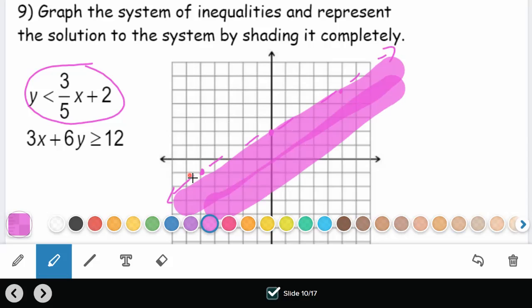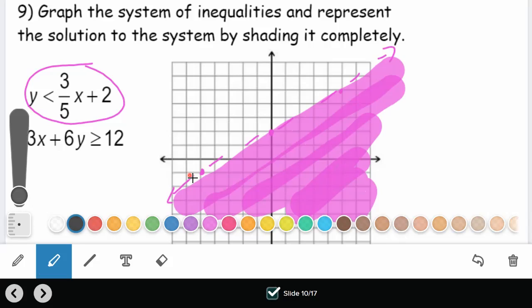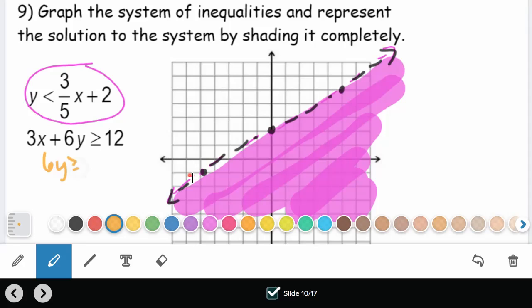And here I'm going to do my line in black so we can see it better. Make it a little thicker. So this one, again, that was that point here, point here. Okay, it was a dashed line. My other one is not in y form, but I can get it in y form. So let's say I subtract 3x. So I'm going to have a negative 3x plus 12.